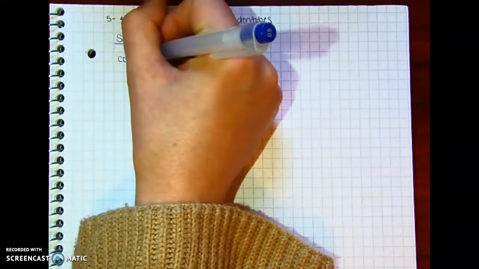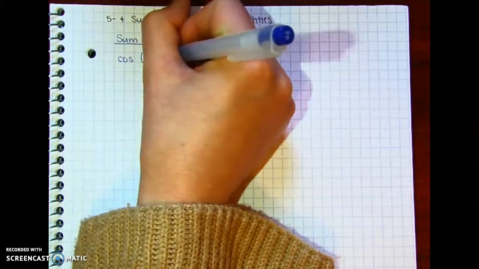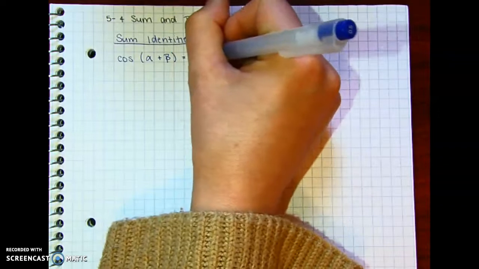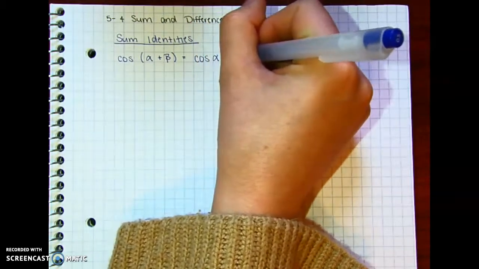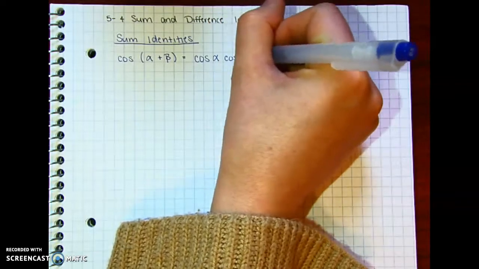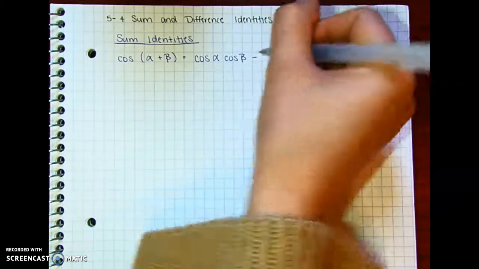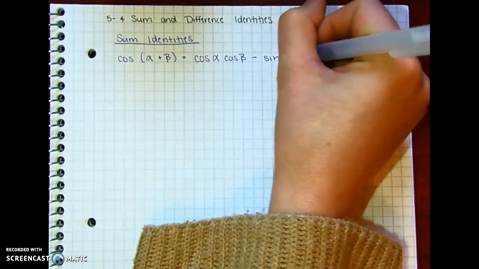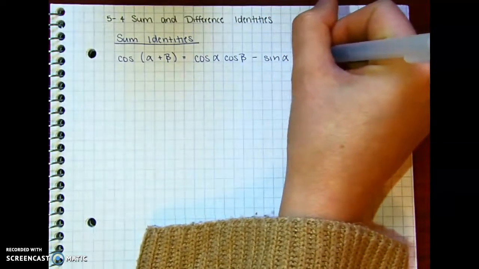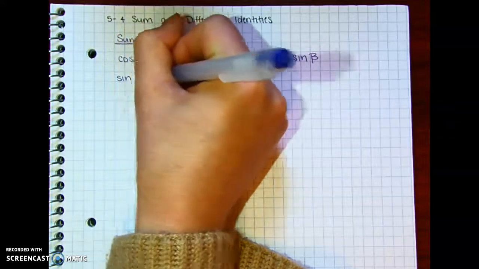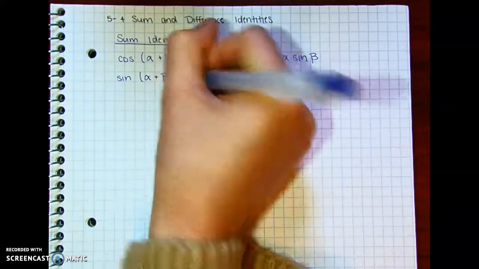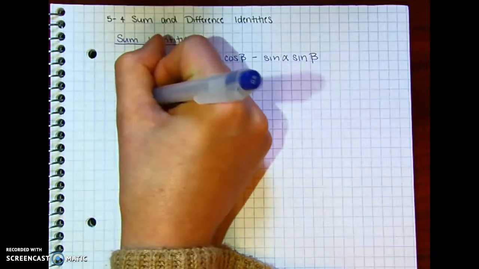It's cosine of alpha plus beta, just representing angles, equals cosine of alpha, the first angle, times cosine of beta, minus sine of alpha times sine of beta. For sine, they're all set up the same way, so sine of alpha, we're adding 2 angles, and then I'll just do tangent down here too.